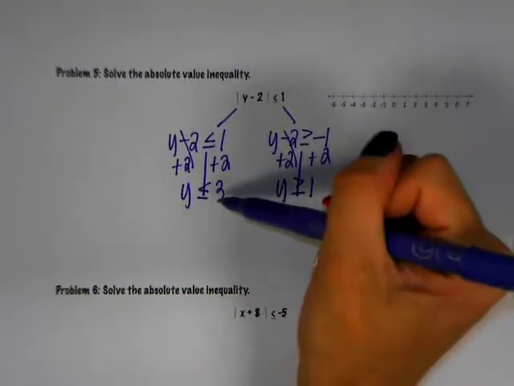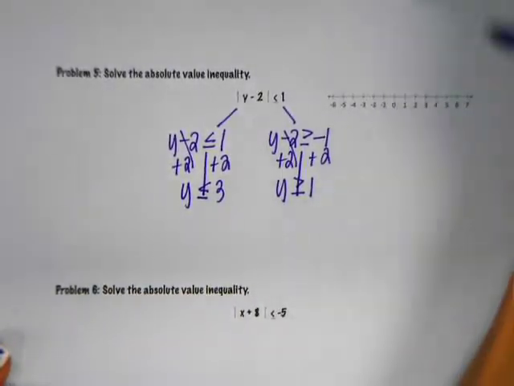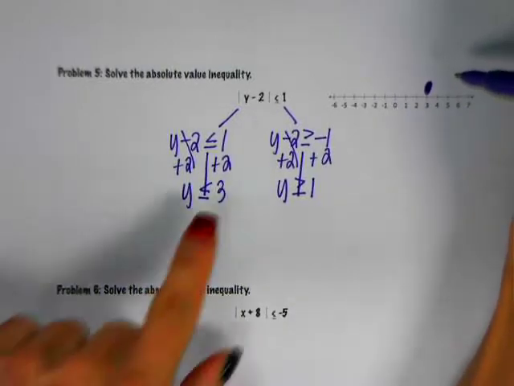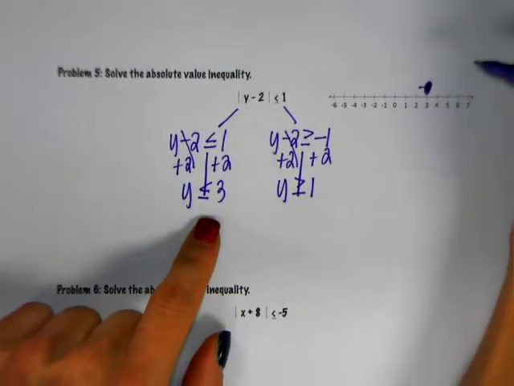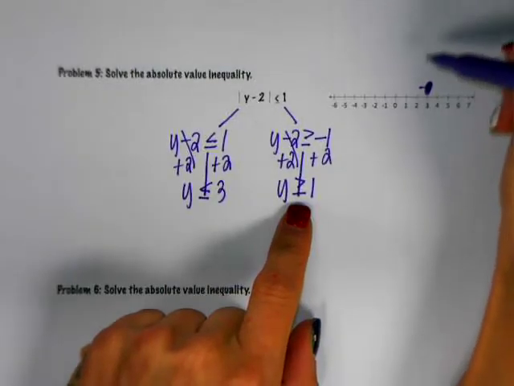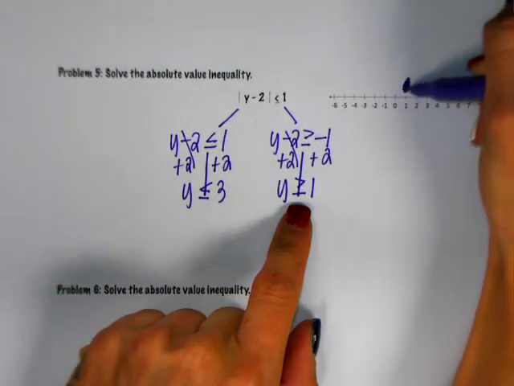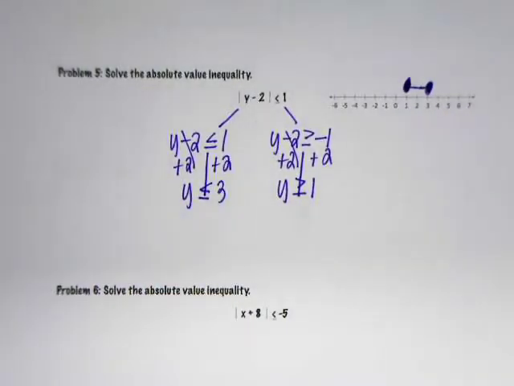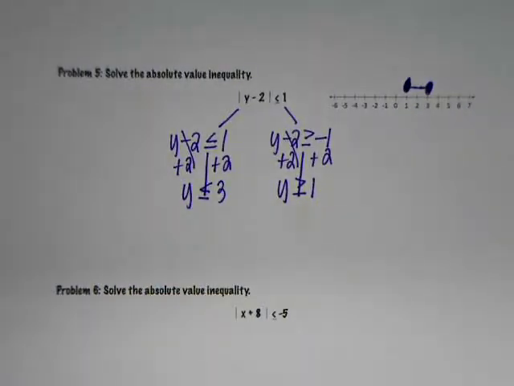So at 3, open or closed? Closed. Going what direction? Left. And then at 1, open or closed? Closed. Going what direction? Right. So what do we have? An and, right? So do you remember how to write those?